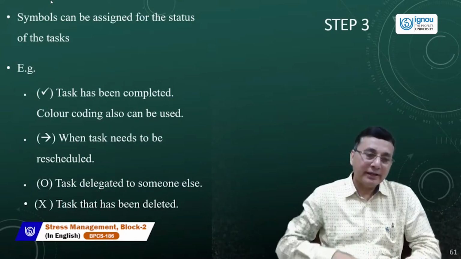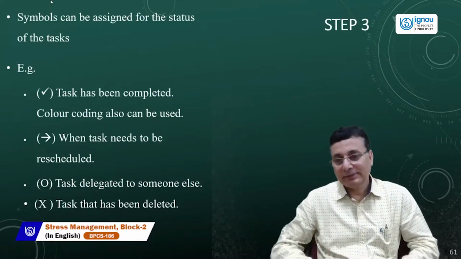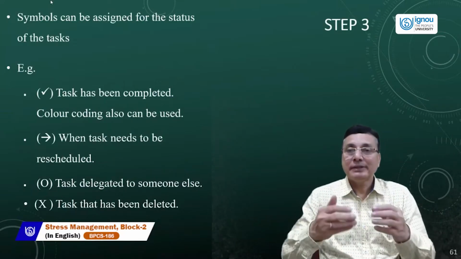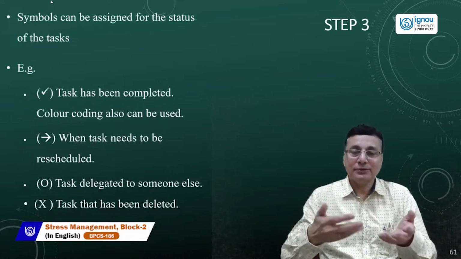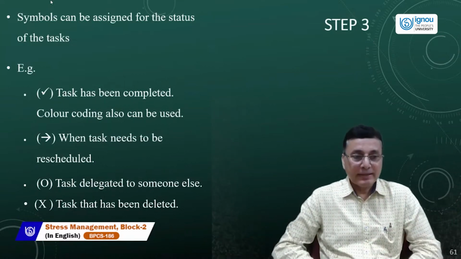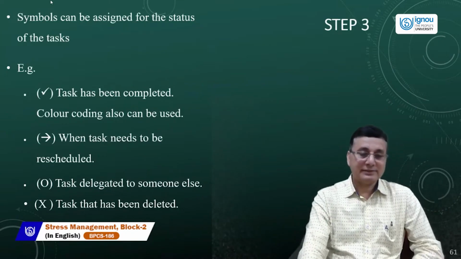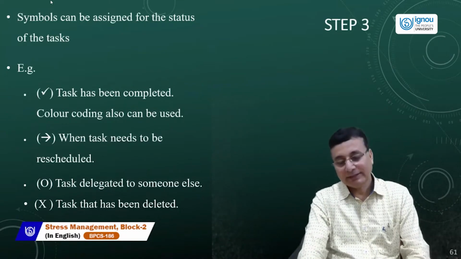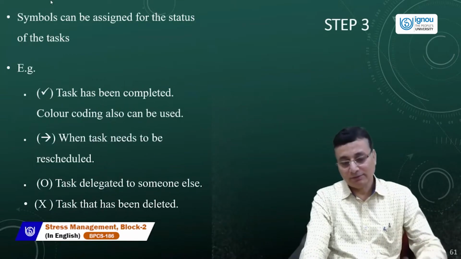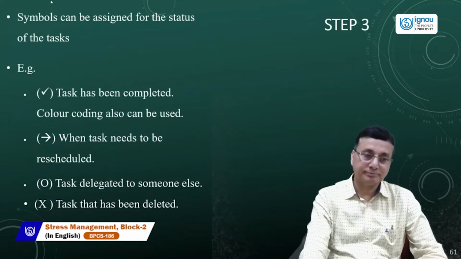And O can be assigned when you are giving your task to someone else, you can do it for me. And cross can be assigned when you are deleting the task, when the task is not important or time has been passed, so now you cannot do that task.